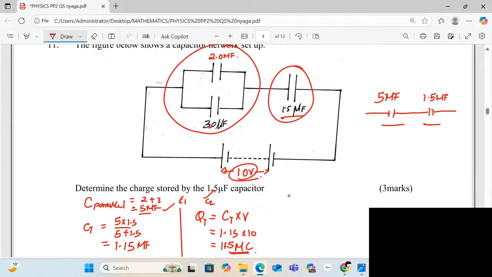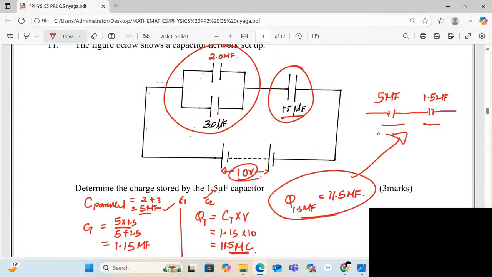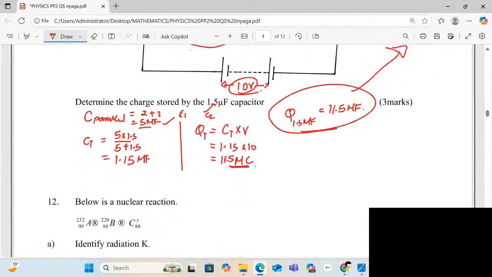So we can say Q at 1.5 microfarads is equal to 11.5 microcoulombs, like that. Why? The charges will be the same, since 5 microfarads and 1.5 microfarads are in series. Then now we can move on to the next question.